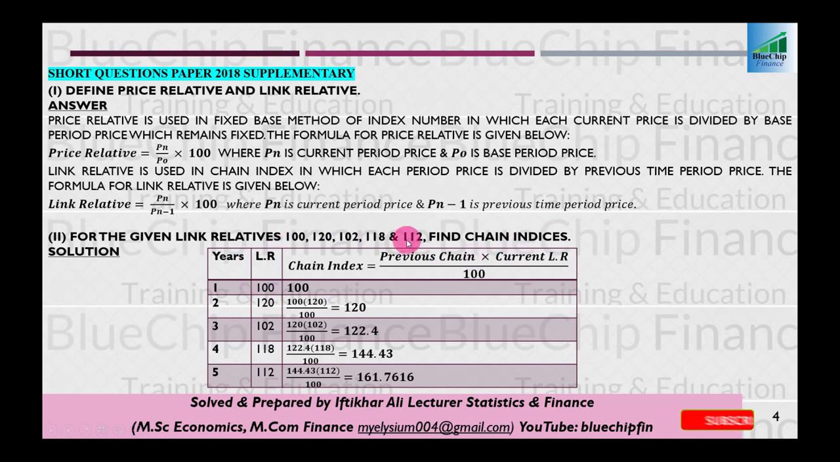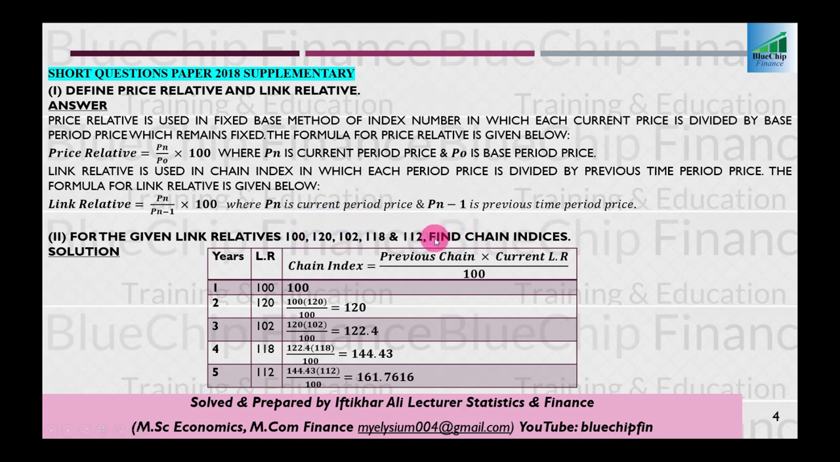So these are your link relatives. You have no need to calculate link relatives, because link relatives are already given. So 100, 120, 102, 118 and 112. Just place these values here, and after that you are asked to calculate the chain index, in which it is the case of simple index, because product is only one. There are not multiple link relatives for multiple products, but product is only one.